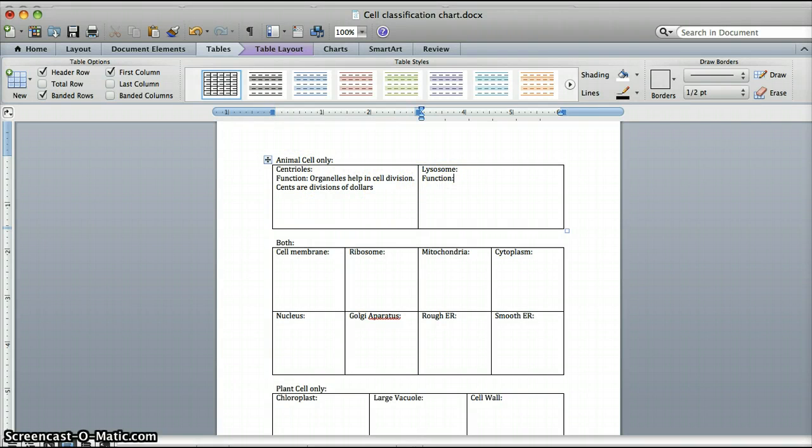Now, lysosomes. Lysosomes have digestive enzymes that help digest. Now, if you think about it, after lunch, you digest your food, and lysosome starts with L. Also, lysosomes are a type of protein, and a lot of times you eat meat at lunch, which is a protein. So lysosome has a digestive enzyme that helps with digestion.